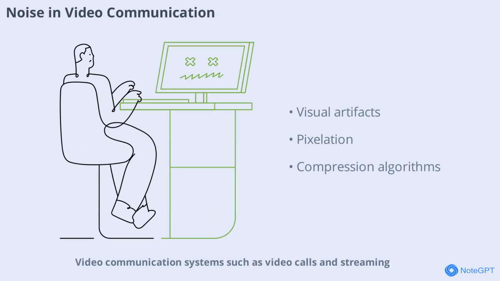Video communication systems, such as video calls and streaming, can also be affected by noise. Visual artifacts, pixelation, and audio lag are common symptoms. Compression algorithms and error correction help maintain video quality even when noise is present.